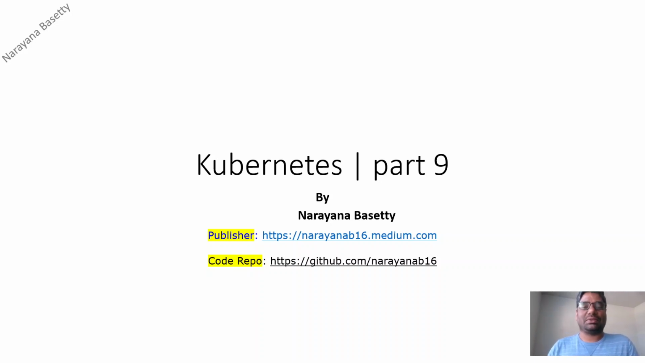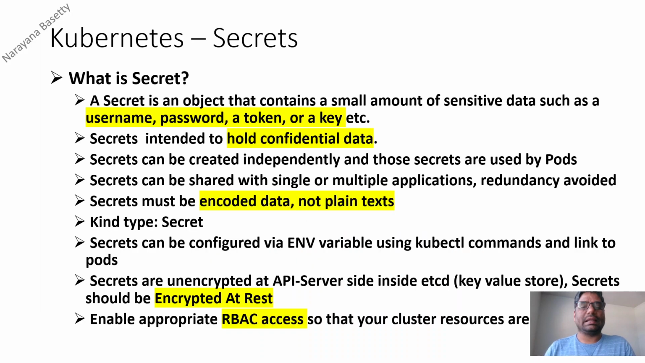Today we are going to talk about Kubernetes secrets. That is under my playlist part 9. Let's dive in. So what is a secret? A secret is an object that contains a small amount of sensitive data such as a username, password, token, or a key, whatever it is. Secrets are intended to hold confidential data according to the application.